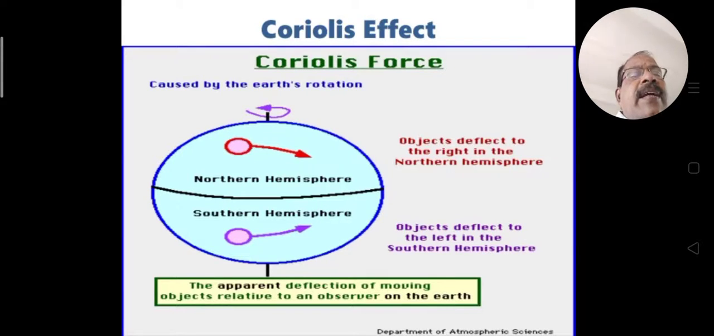So it is the apparent deflection of moving objects relative to an observer on the earth. We observe from the earth the relative movement of this air.